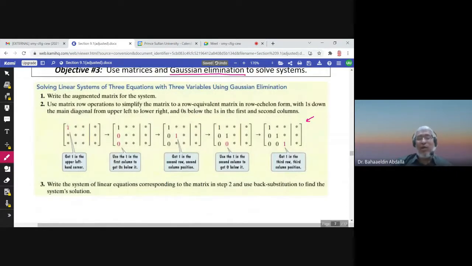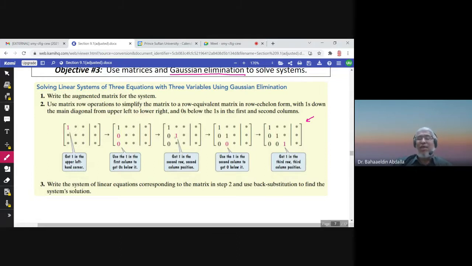So you make this number 1. How? Either by interchanging two rows or by dividing by a number or multiplying by 1 over 2, dividing by 2. Then you use this one, not anyone else, to make these two numbers zeros. How do you change to 0? You use the last operation, k R1 plus R2, k R1 plus R3. You will change these two to zeros. So you will finish the first column like this, 1, 0, 0.